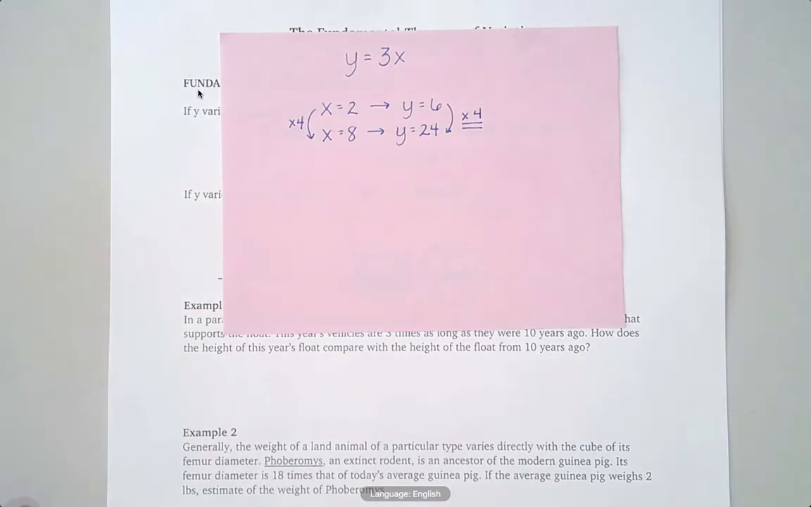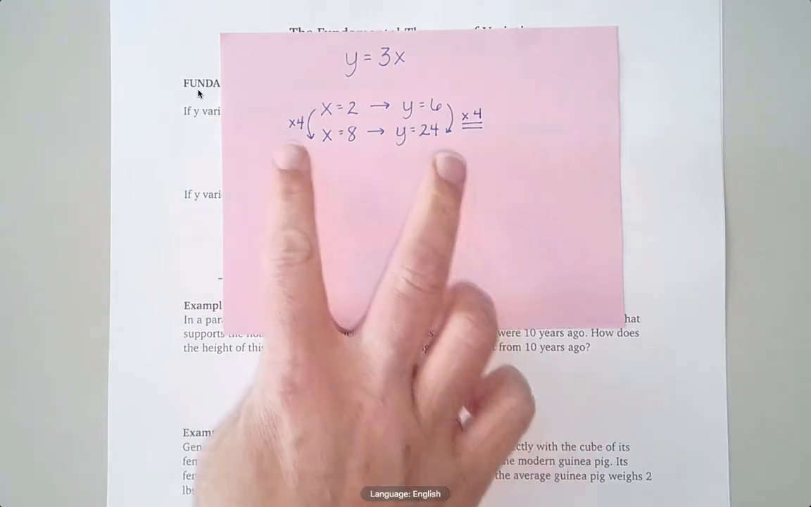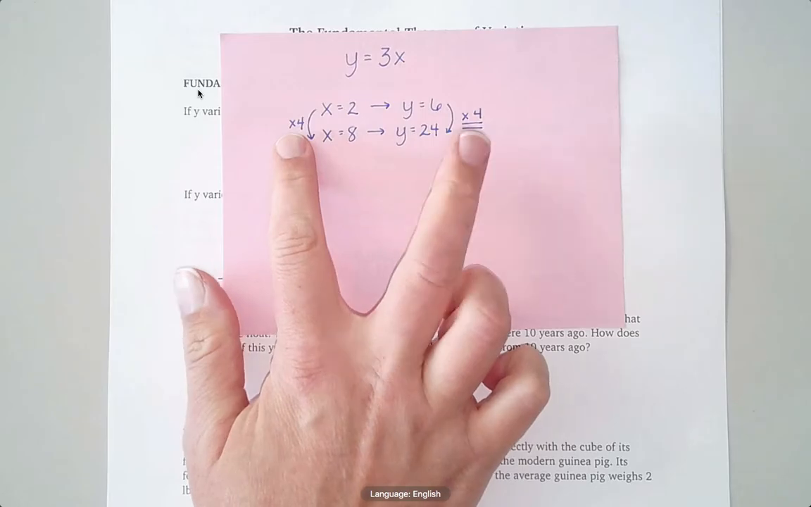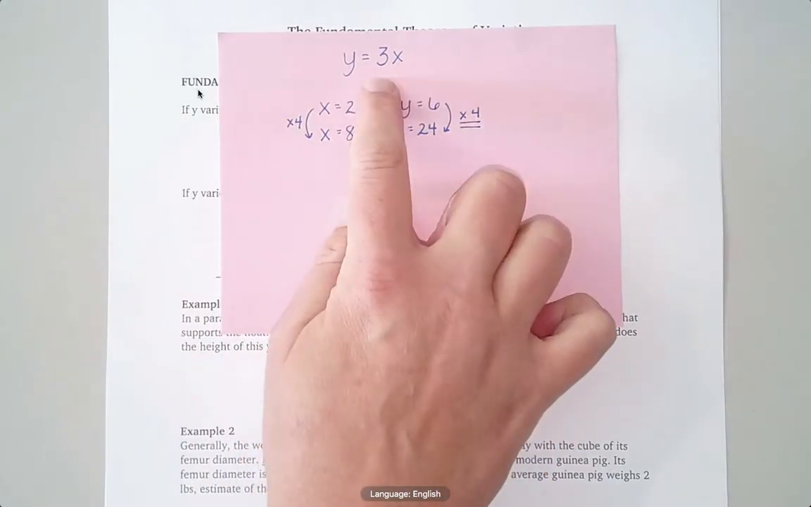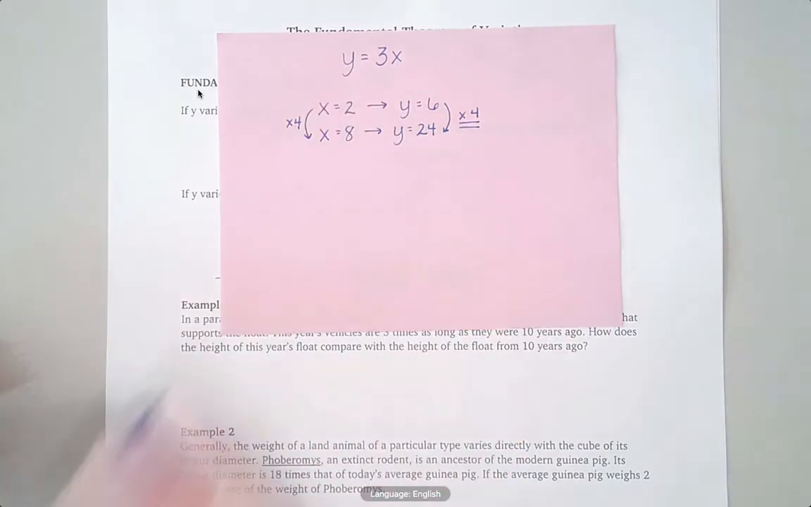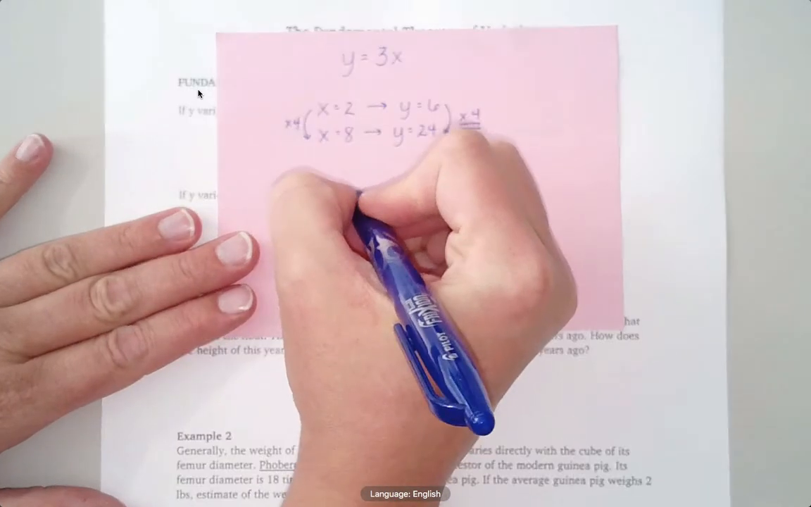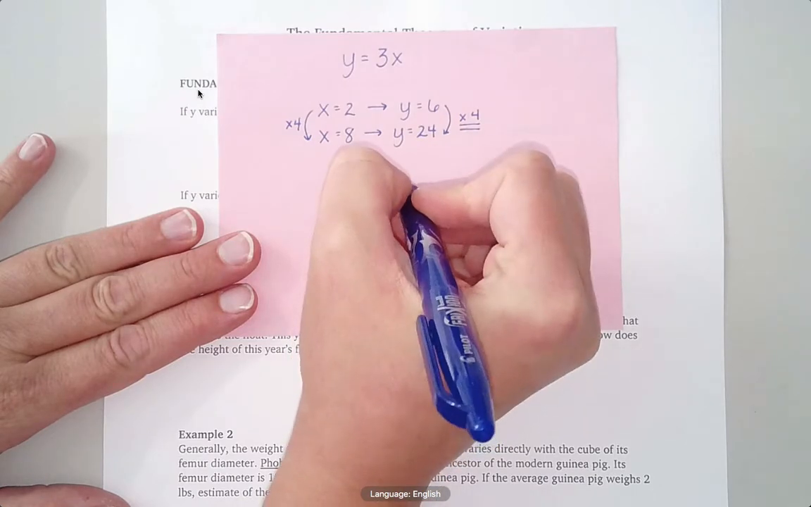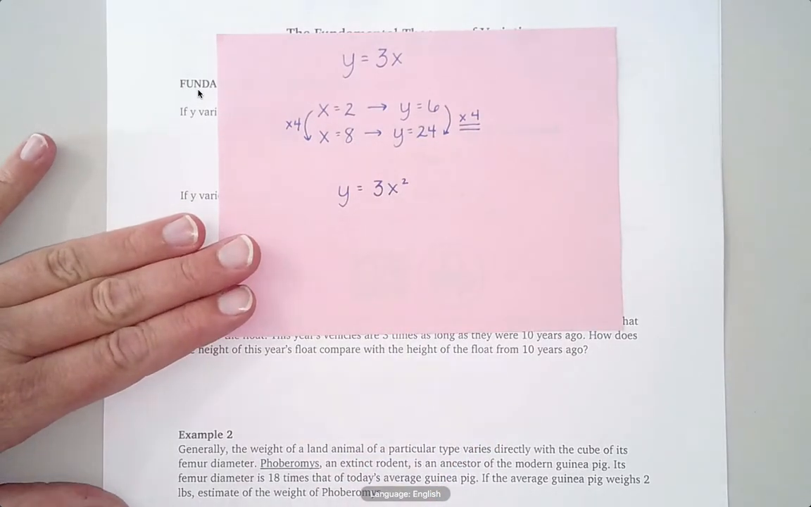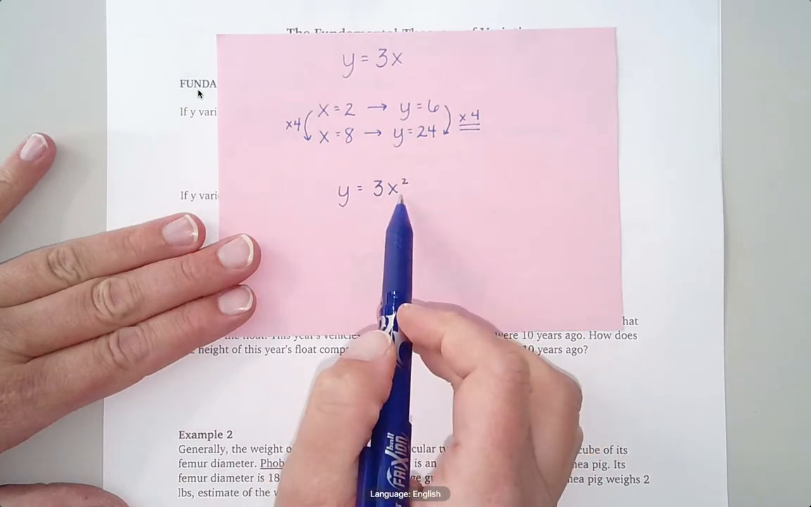And that might not be earth-shattering for you because you might be looking at it and going, well, of course, we multiplied this by 4, so we multiplied this by 4. That's because this is a real simple direct variation problem. Now let's change it up just a little bit. Let's say I'm going to do 3x squared. That's still direct variation, but it's with a square on the variable.